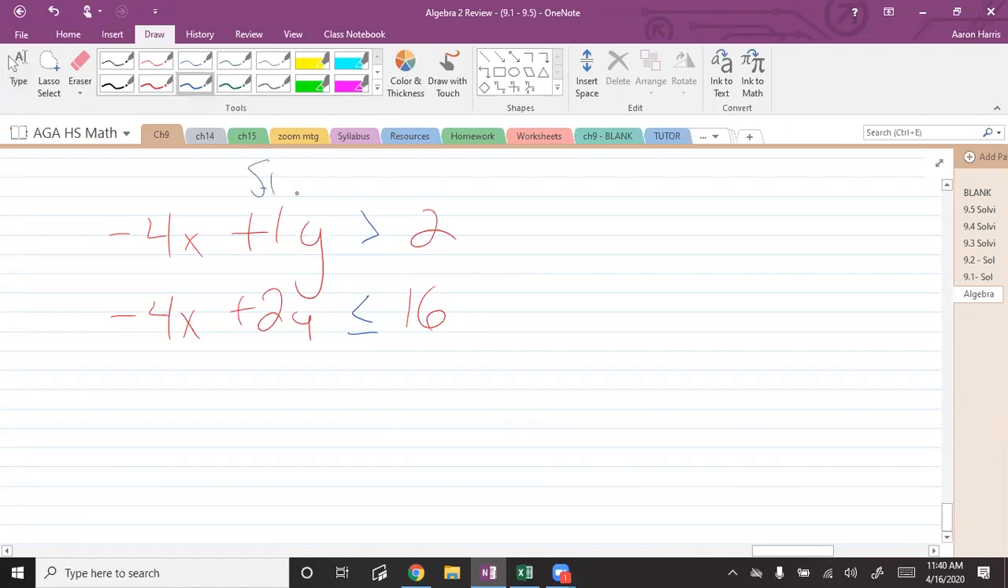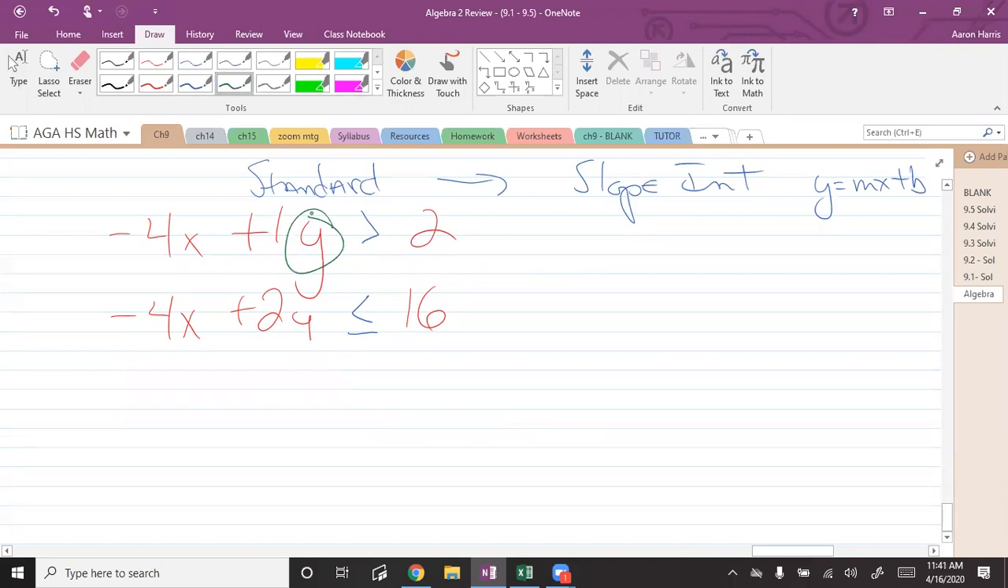Slope, intercept. Yes, this is standard. I should go to slope intercept form. What's slope intercept form? y equals mx plus b. All right, so that means solve for what?